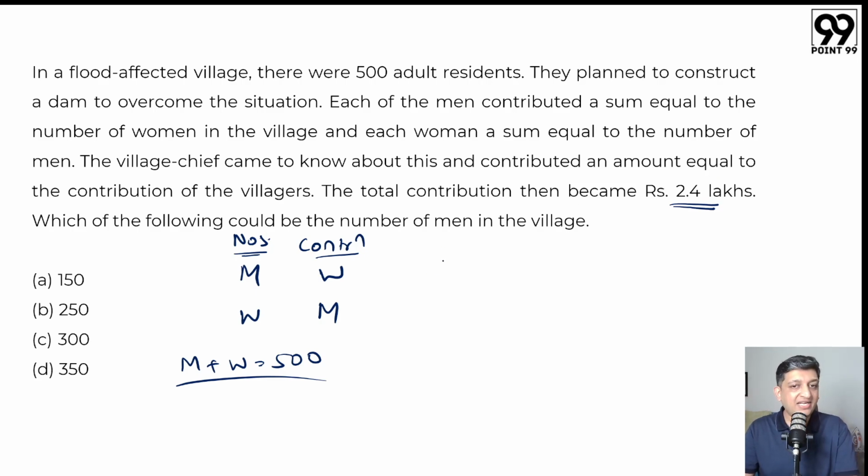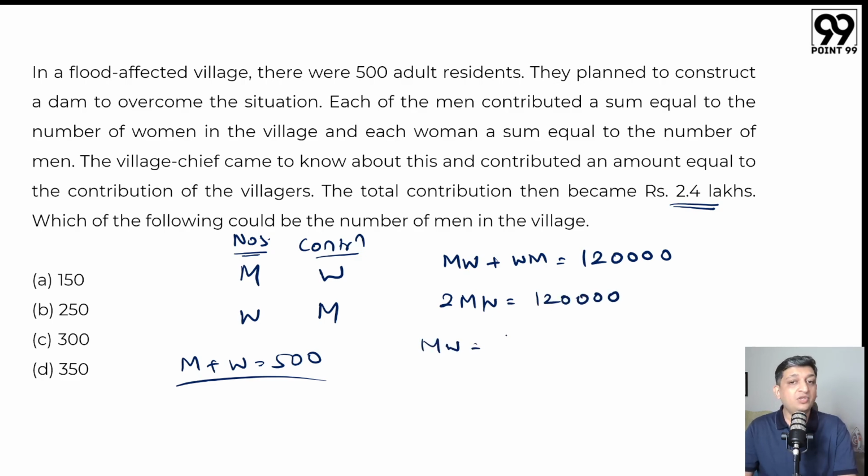So can we say that the total contribution of men, which is M into W, plus the total contribution of women, that is W into M, is going to be equal to 1,20,000 or 1.2 lakhs. So this is what it's going to look like. MW plus WM is 1,20,000. So twice MW is going to be equal to 1,20,000, or in other words, MW is going to be equal to 60,000. Now we can use the options, because the question asks which of the following could be the number of men in the village. So we will just have a look at the options and see what happens.